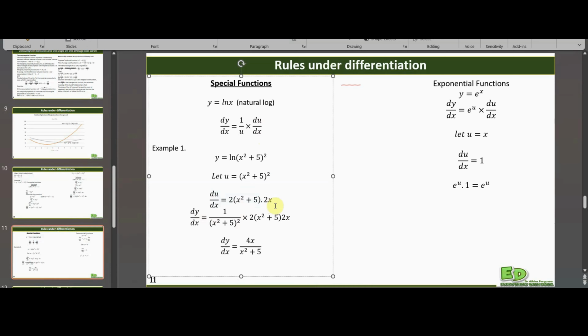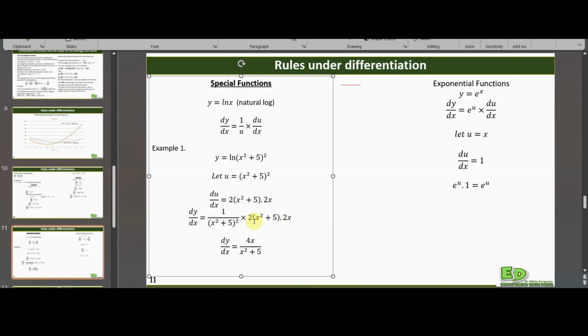So you can just substitute it into the formula. So dy over dx is 1 over u, so 1 over the function, which is (x squared plus 5) all squared. Multiply it by du over dx, which is what? 2 into bracket x squared plus 5 multiplied by 2x. 2 by 2 will give you 4x, right? Then 4x into bracket x squared plus 5, all over (x squared plus 5) all squared. So 2 by 2 will give you 4.